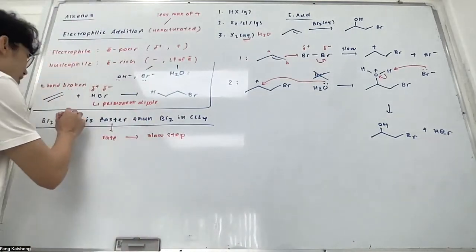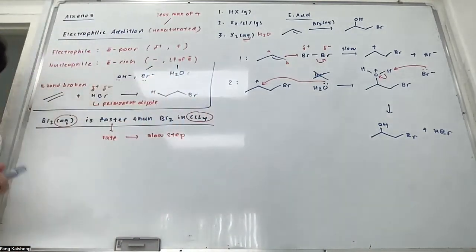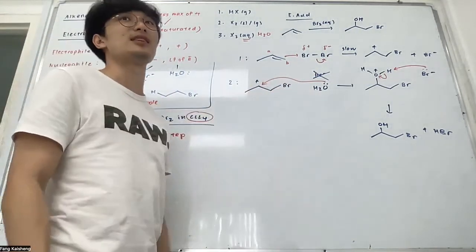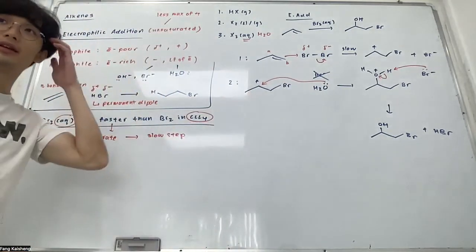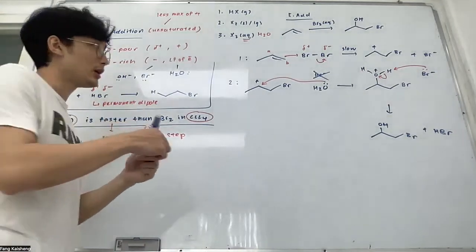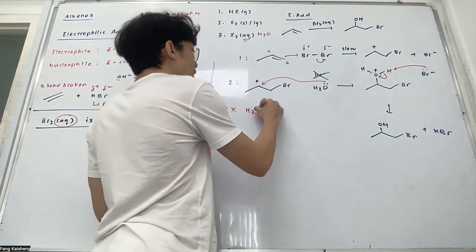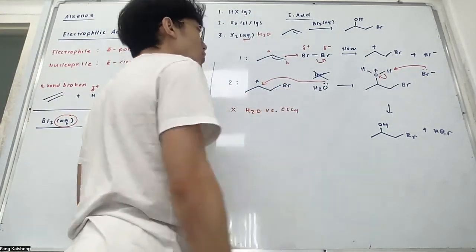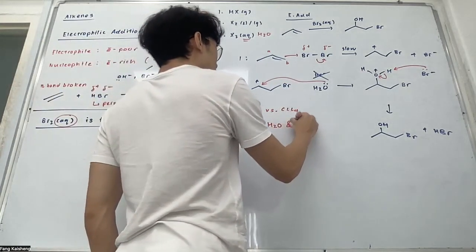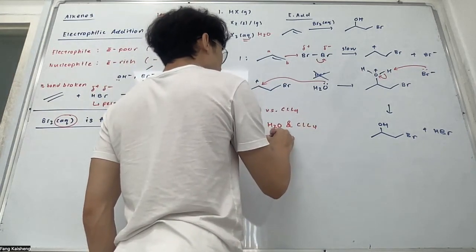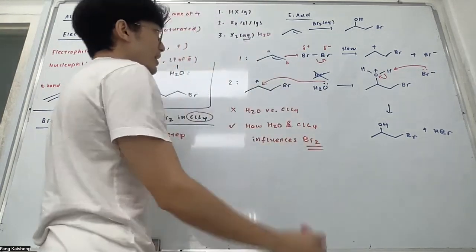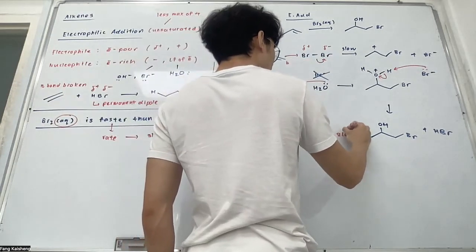Does the solvent here affect the slow step? Is the solvent even in the slow step? No, the solvent water appears in a fast step. We don't care about it because it doesn't affect the rate. So somehow, guys, we are not talking about water versus CCl4. Just to be very clear, we're not talking about a straightforward water versus CCl4 solvent. Instead, we are talking about how water and CCl4 influence Br2. Because it is Br2 that gets affected. It is Br2 that's in the slow step.